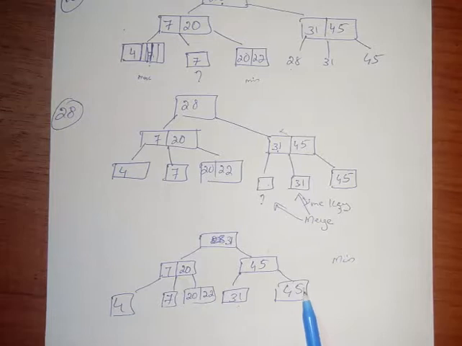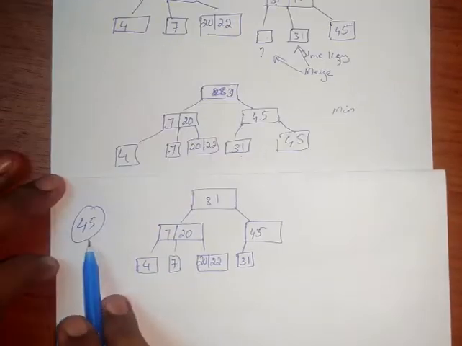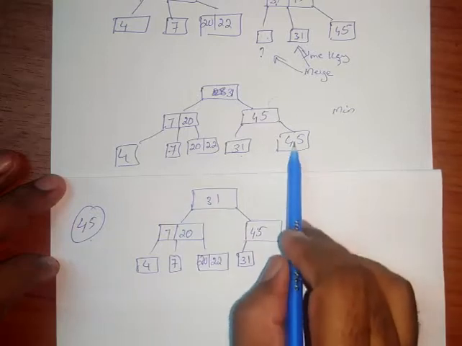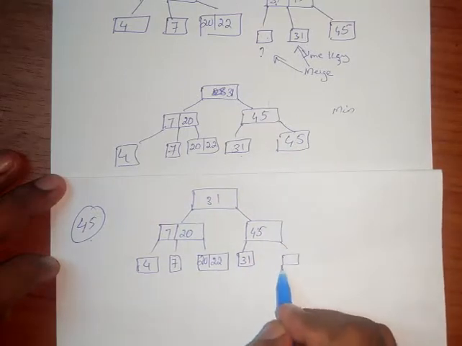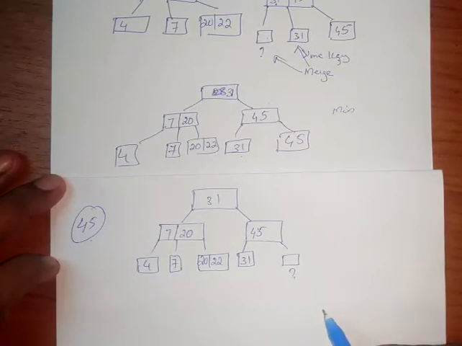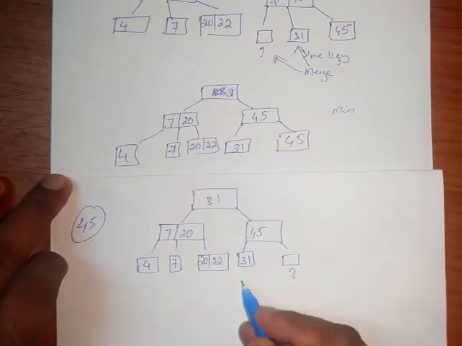So when we remove 45, what will the tree be? This is the 45, and we know that the parent also connects to 45. Firstly we remove it from the data part, so we removed that 45 from that node. Here we know that it is empty, which is less than the minimum number of keys, and the node with 31 is equal to the minimum number of keys.